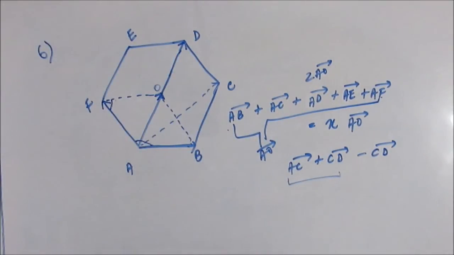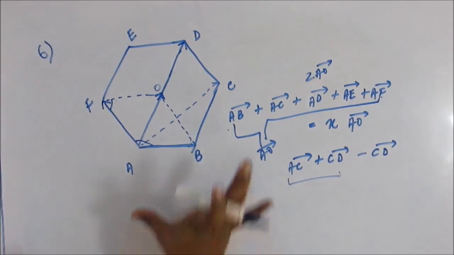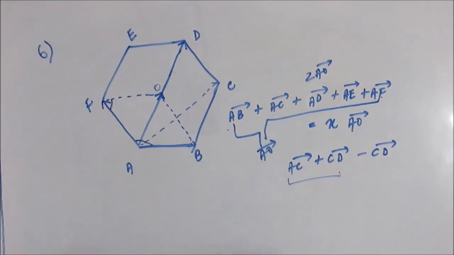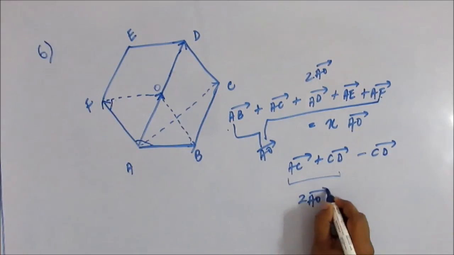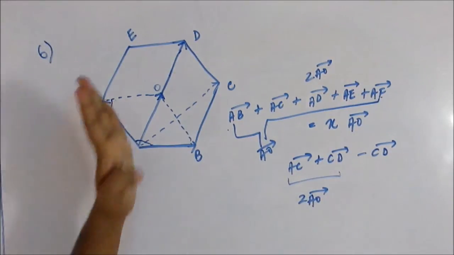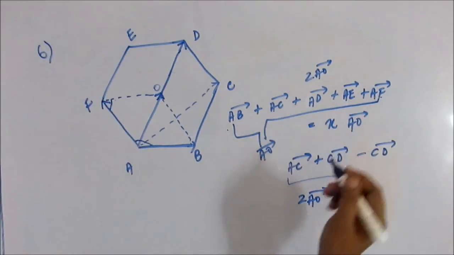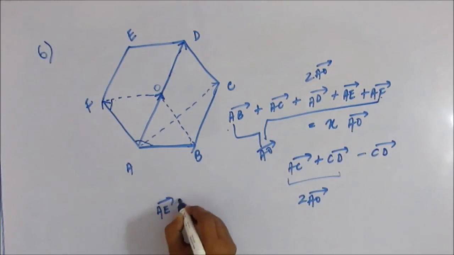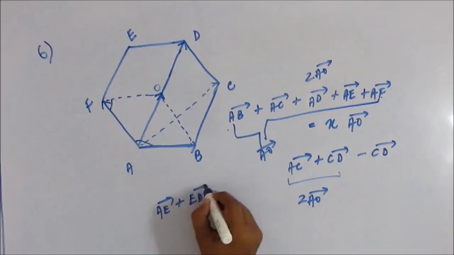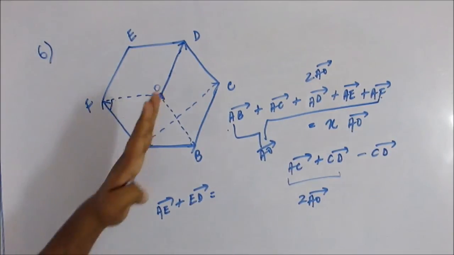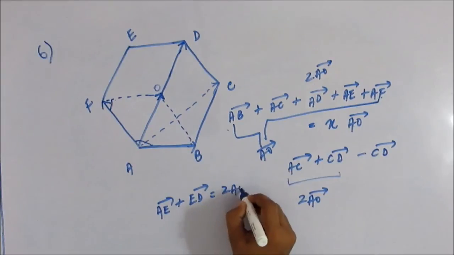Now you have to be very handy with triangular law of vector addition, and you don't have to make mistakes in the signs. You don't have to say that AC vector plus CD vector is DA vector. This practice we had before. For the time to come, and the time has actually started to come, AC vector plus CD vector is AD vector. So this can be written as 2 times AO vector. Similarly, AE vector plus ED vector will be equal to again AD vector, 2 times AO vector.